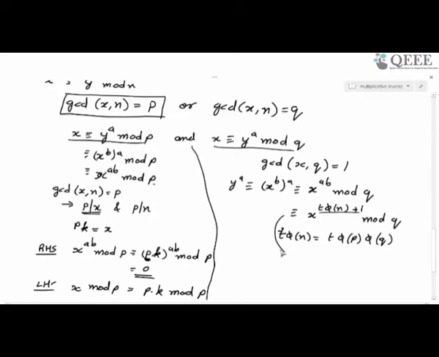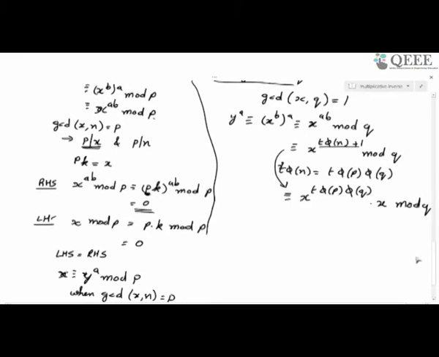Therefore we can actually write this congruence to be equal to x to the power of t phi of p into phi of q into x, because of this plus 1 over here, mod q. Now we'll apply Fermat's little theorem, but before that let us just rewrite this term much better.